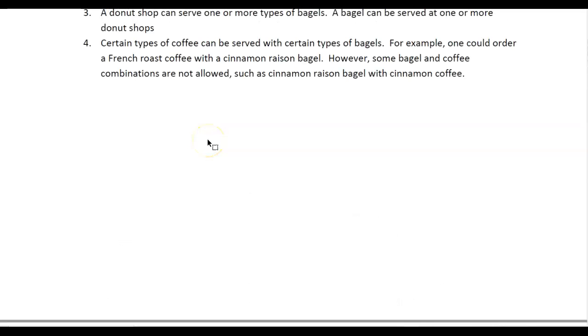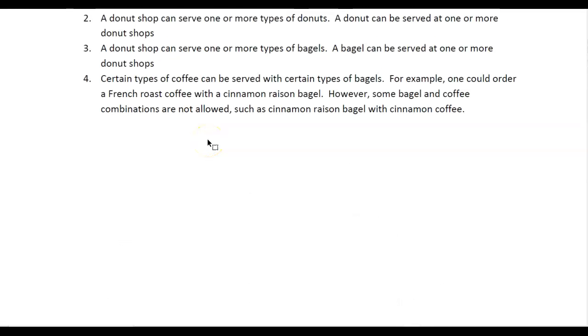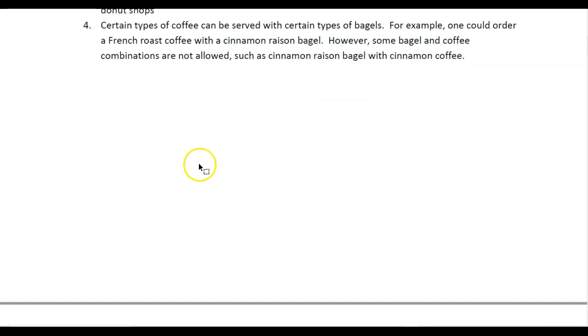And then finally, certain types of coffee can be served with certain types of bagels. For example, one could order French roast coffee with a cinnamon raisin bagel. However, you can't order, say, a cinnamon raisin bagel with cinnamon coffee. So you could think about that. Do I want to keep track of the exceptions? Do I want to keep track of the actual things that can be served together? I did it that way.